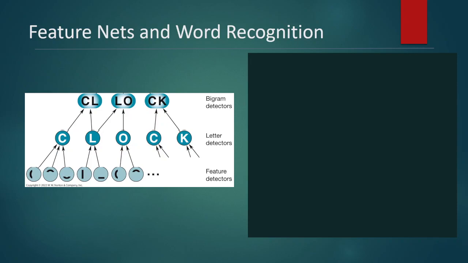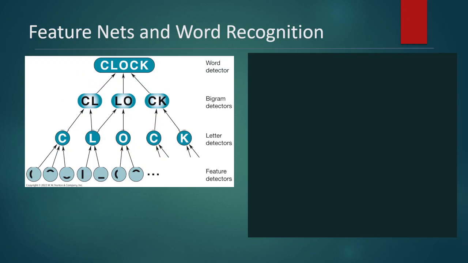We then have bigram detectors, which is combinations of two letters together. You'll notice there's a little repetition here, right? We have CL, and then we also have LO, because they're bigrams. You have to kind of combine them into two letters. And then finally, you have the word detector, when it comes all together and you can detect that entire word.